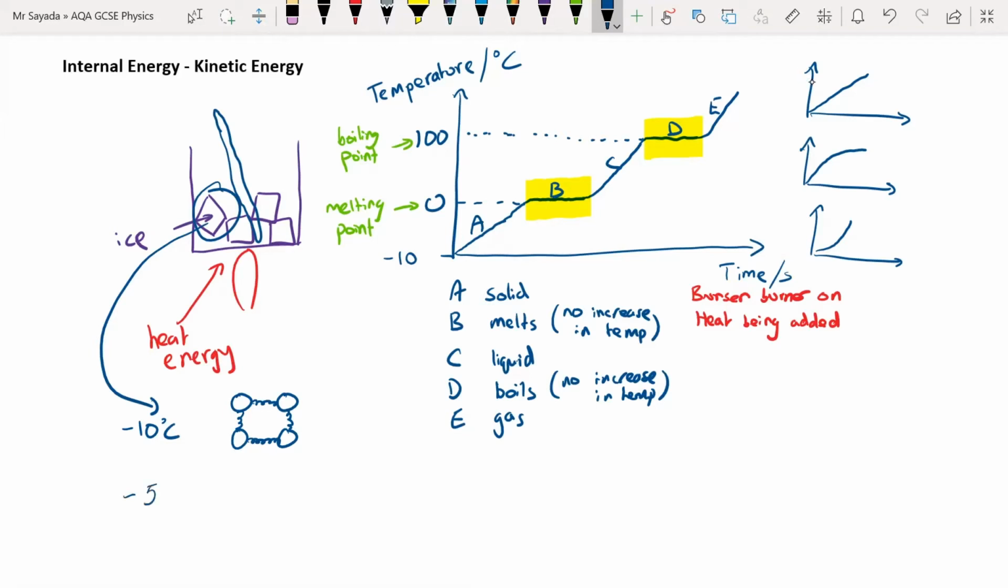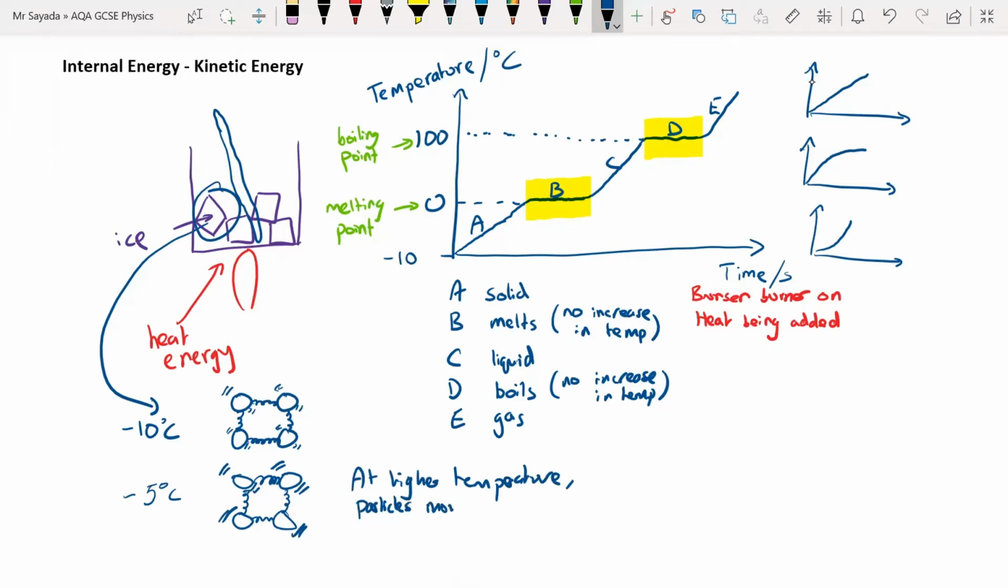And then I'm going to do my ice particles at -5 degrees. So that's slightly hotter. They're still bonded together in the same way. Now, those particles vibrate on the spot because these are the particles in a solid. So these particles are all vibrating on the spot. But those vibrations on the spot are bigger for the particles at -5 degrees. So at a higher temperature, the particles move, in the case of a solid, vibrate faster.